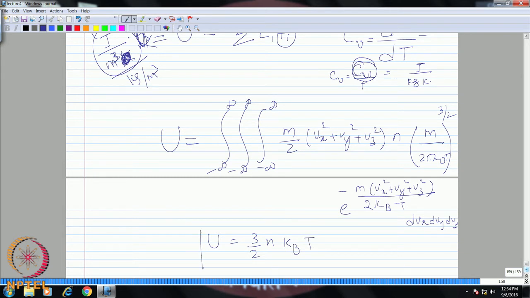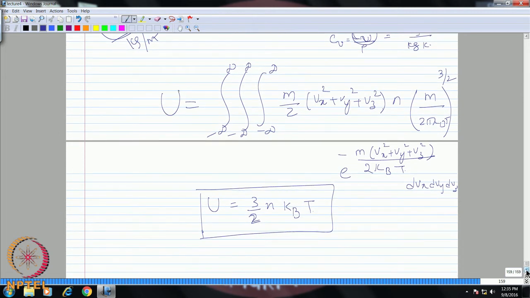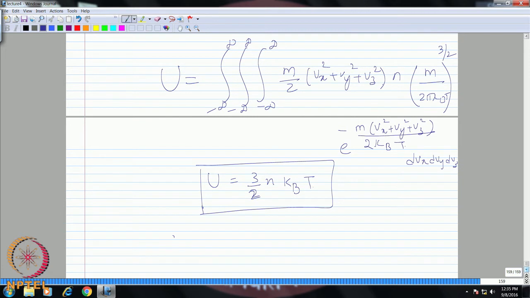Okay. So, finally, you will get the volumetric internal energy as a function of the number of molecules per unit volume, the Boltzmann constant and the temperature. Therefore, if you differentiate it to get the volumetric heat capacity, this is simply 3 by 2 n times kB.